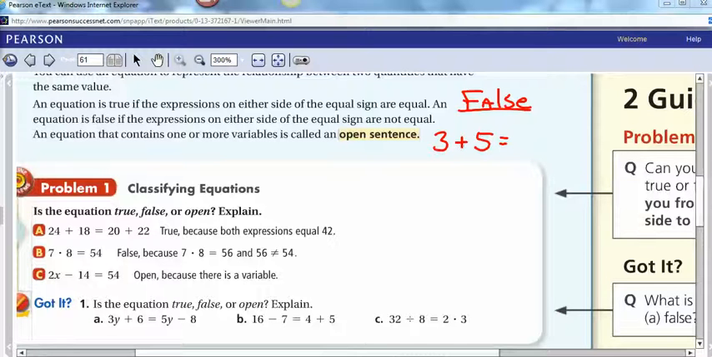So is 3 plus 5 equal to 6 plus 4? No, it's not. So this is called a false equation. They're not equal to each other. That's all. A true equation is when both expressions are equal to each other, and a false equation is when they're not equal to each other. That's pretty straightforward, isn't it?